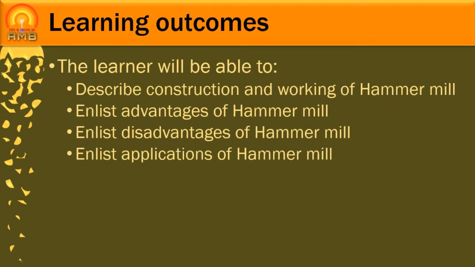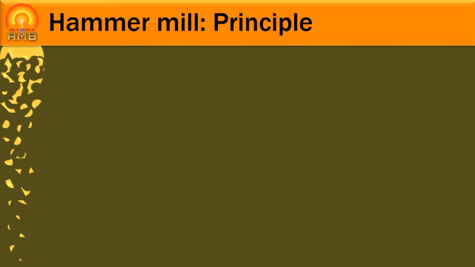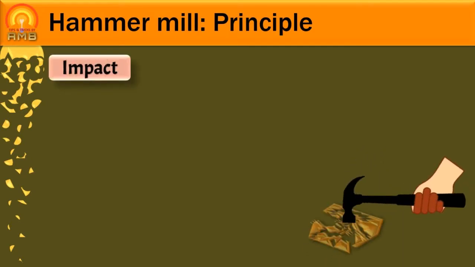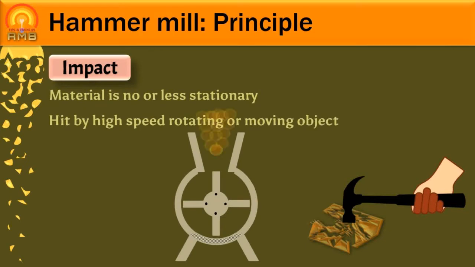First, we will start with principle or mechanism involved in hammer mill. Hammer mill works on principle of impact. In this mill, material is more or less stationary and it is hit by high speed rotating or moving object.